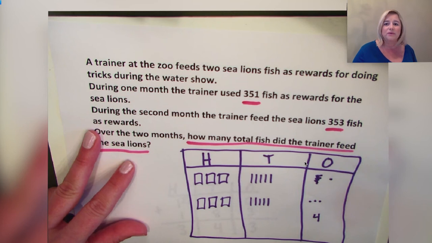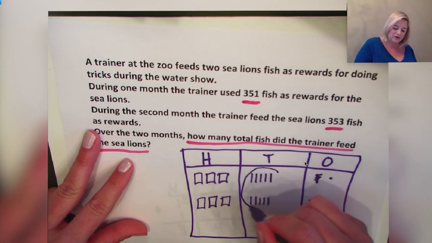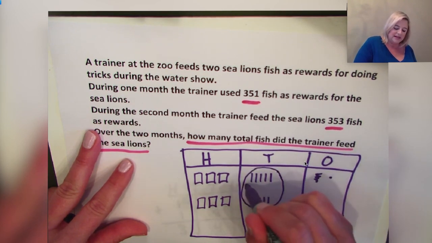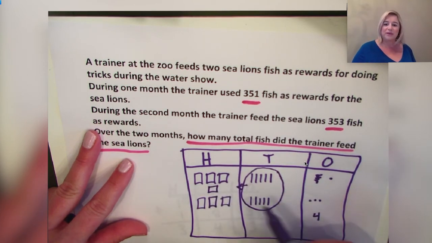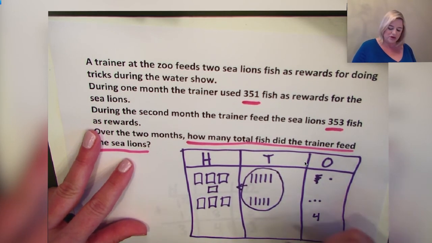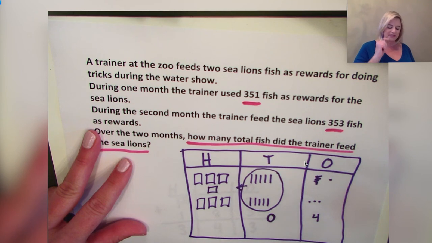What do we need to do? Yes, we need to regroup. Very good. So how are we going to regroup? Yes, we're going to circle our 10 rods and move it to the hundreds place. Now, do we have any tens left over? No. So we're going to represent that with a 0. How many do we have in the hundreds place? 100, 200, 300, 400, 500, 600, 700.